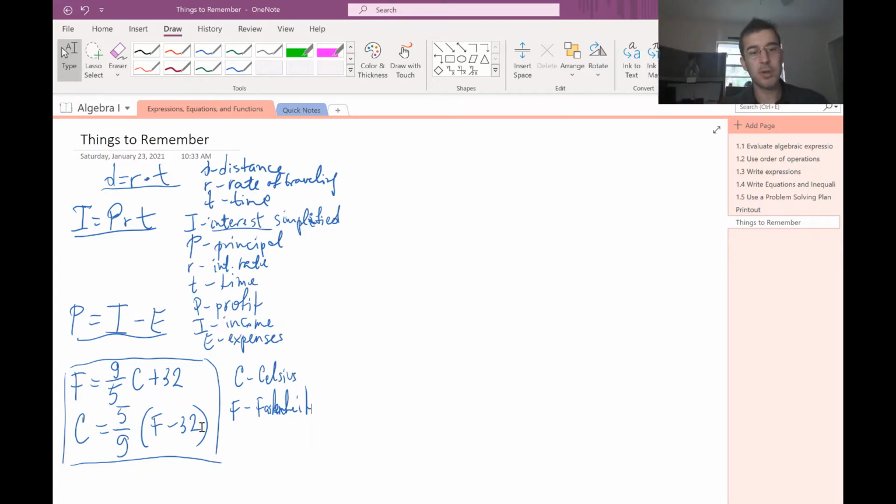Fourth is temperature, Fahrenheit and Celsius. If you know the Celsius, you can convert that in Fahrenheit. So in Europe, we use Celsius. Here in the States, we use Fahrenheit. So if you know one, you can get the other. So these are the formulas. Fahrenheit is 9/5 times Celsius plus 32. And Celsius is 5/9, and then in parentheses, you have Fahrenheit minus 32.